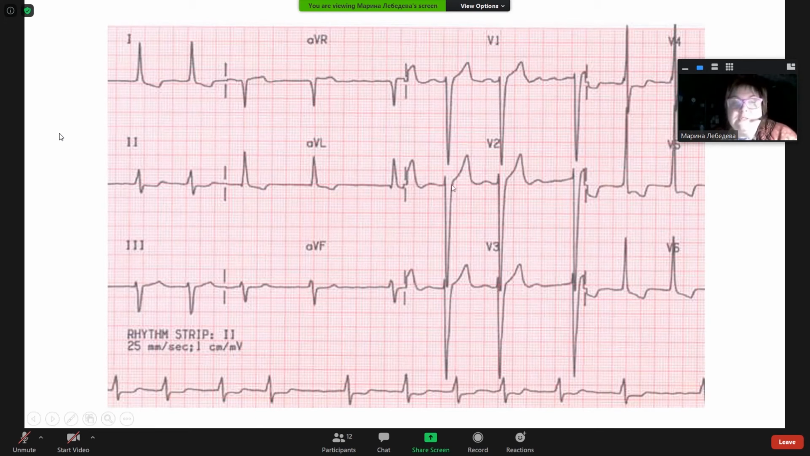Also, there are signs of hypertrophy of left ventricle, high R in V6, and very deep S in V1. They are, in summary, will give more than 35 millimeters.